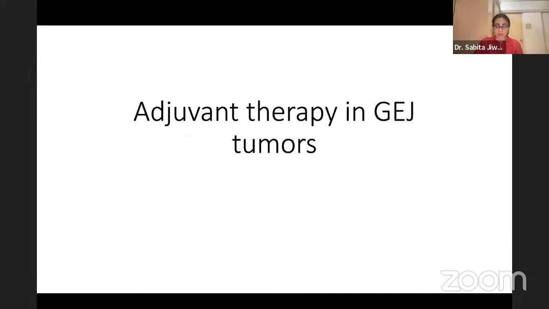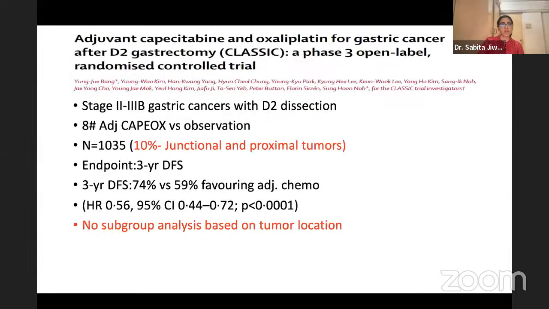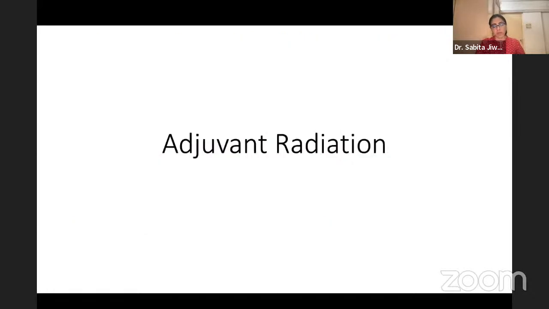So last bit of the talk, I know it has been very exhausting and exhaustive. Adjuvant therapy, no clear-cut guidelines. This was adjuvant S1, but this is not available outside of Japan. So I'll just wrap this up quite fast. Also, the CLASSIC trial, only 10% of the tumors were junctional and proximal tumors, and 8 cycles of adjuvant CAPOX. But I don't think this is widely adopted in India. Most of us give neoadjuvant treatment or perioperative treatment.